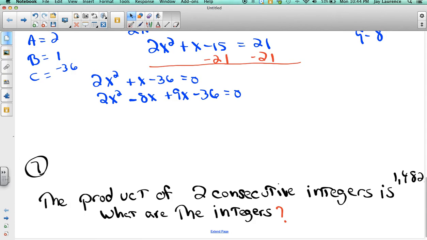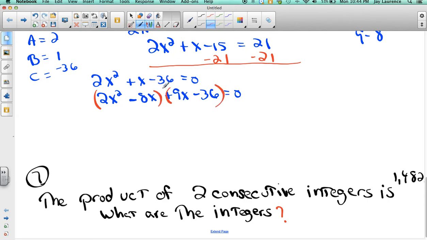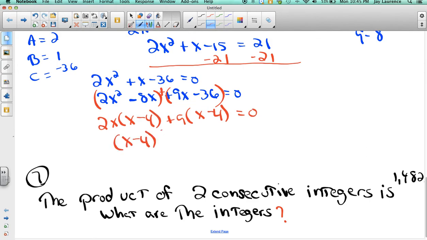Okay, bring that 7 down. All right, so now I'm going to do my grouping. Always grabbing that sign in front of that number there. And I'm going to pull out a 2x and get an x minus 4. And I'm going to pull out a 9 and get an x minus 4 equals 0. And now I'm going to get x minus 4 times the quantity of 2x plus 9.